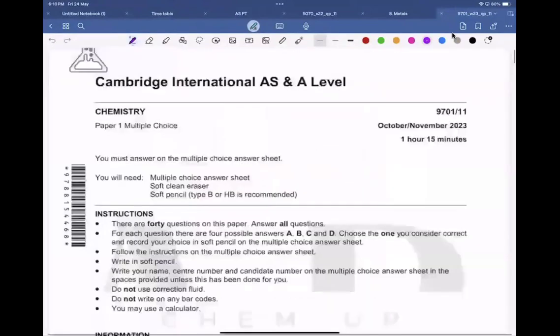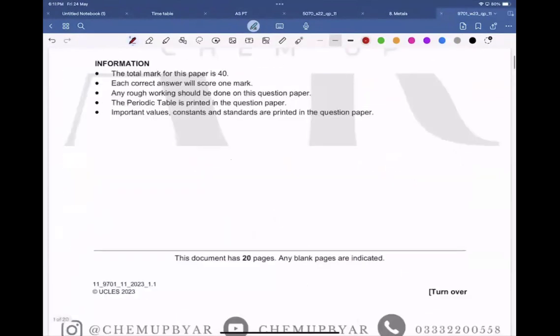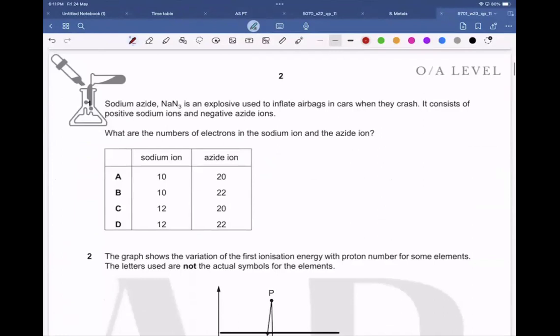Today we are going to start October-November 2023, paper 1-1. So let's start with question number 1.